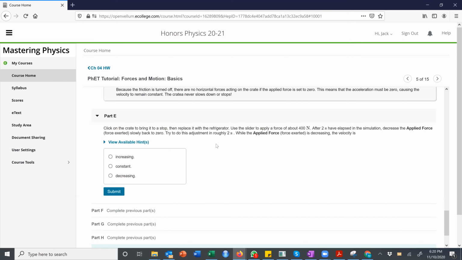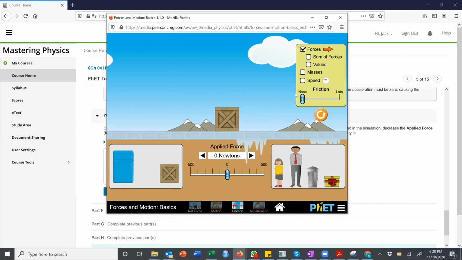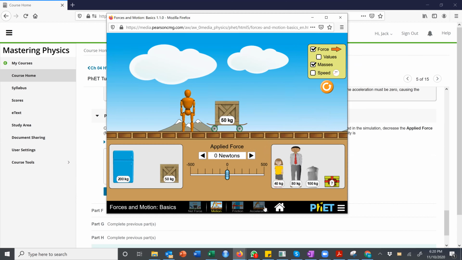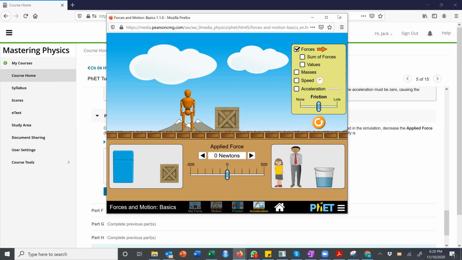Click on the crate to bring it to a stop. Then replace it with the refrigerator. How much more do you want me to go through this? Because if you didn't know how to use this, this is the friction one, this is motion, this is acceleration. I think it's fine if I take over with it.